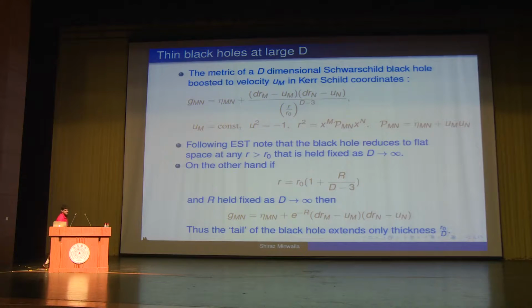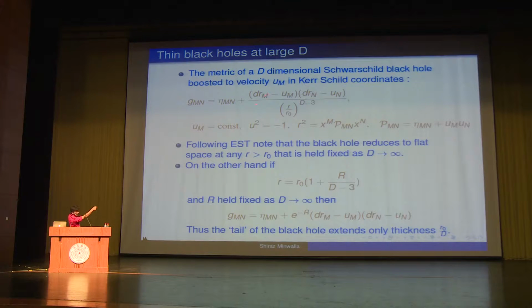So let's start the contentful part of the talk. Let me remind you of the metric of a black hole in a large number of dimensions. What I've written here is the metric of a Schwarzschild black hole in a slightly unfamiliar coordinate system, called the Kerr-Schild coordinate system, and I've written it in this coordinate system because it will prove useful for me later on. In this coordinate system, the black hole metric takes the form of the metric of flat space plus some corrections. Notice in particular that the corrections go to 0 at infinity, so the space is flat at infinity.